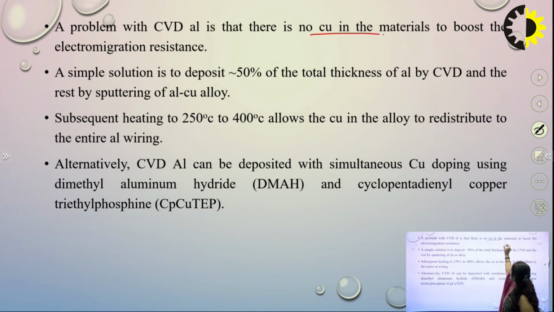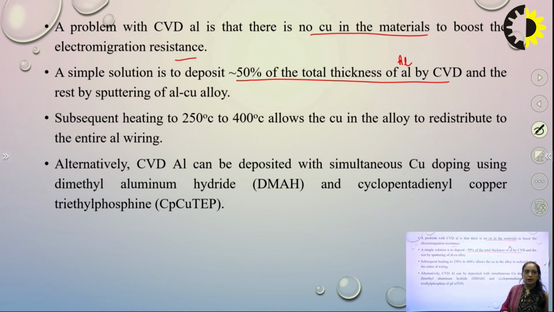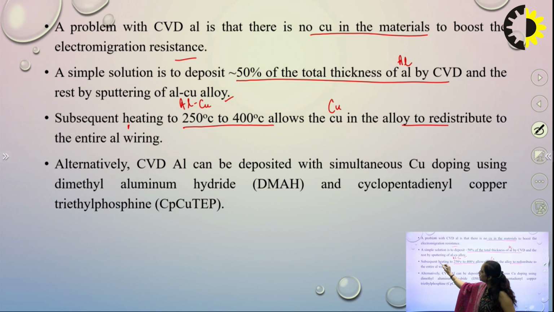The problem with this CVD aluminum is that if no copper is in the material, the electromigration effect will be there. A simple solution is to deposit 50% of the total thickness of aluminum by CVD and the rest by sputtering of aluminum copper alloy. Subsequent heating to 250 degrees C to 400 degrees C allows the copper in the alloy to redistribute in the entire aluminum wiring. This is your aluminum.